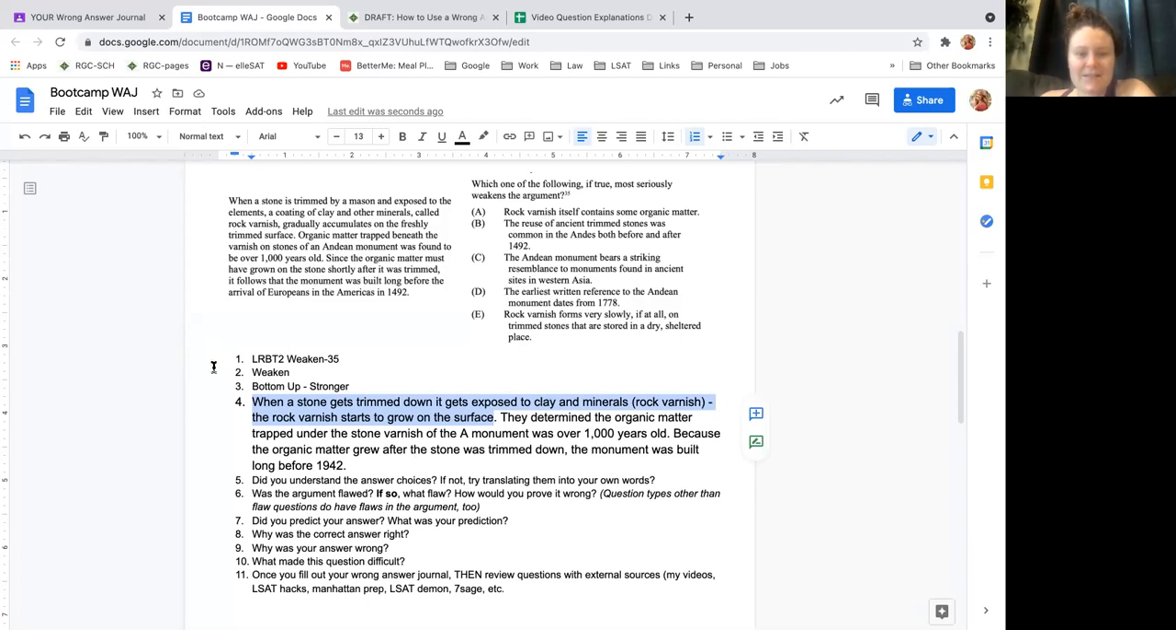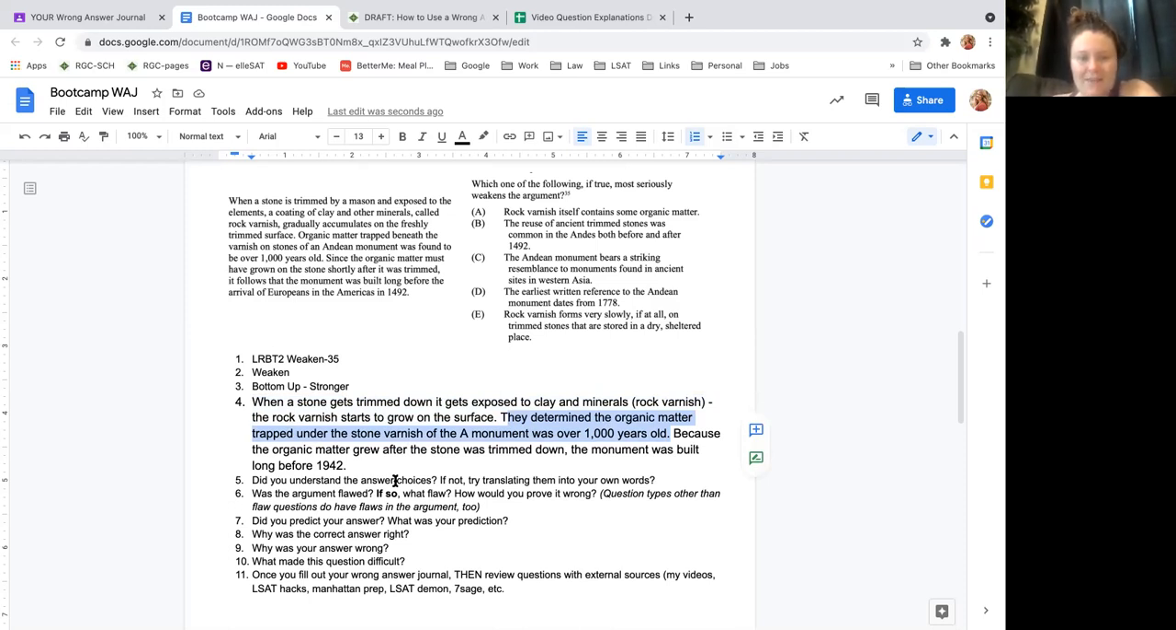All right, so then back to our stimulus, sentence number 2 says, organic matter trapped beneath the varnish on stones of an Indian monument was found to be over 1,000 years old. So I just put this in my own words of like, hey, they determined that the organic matter trapped under the stone varnish of the A monument, I just called Indian, the A monument, was over 1,000 years old.